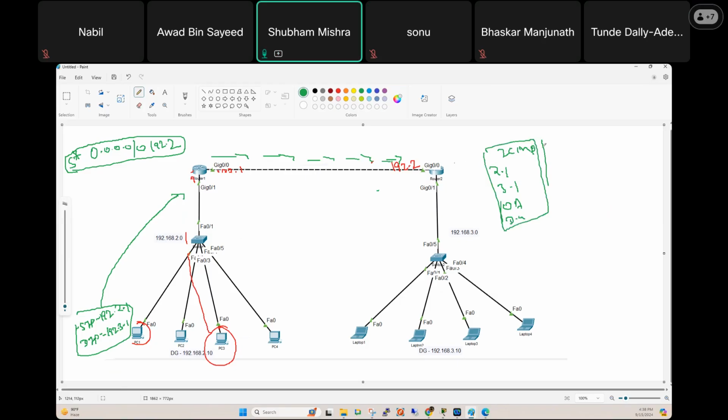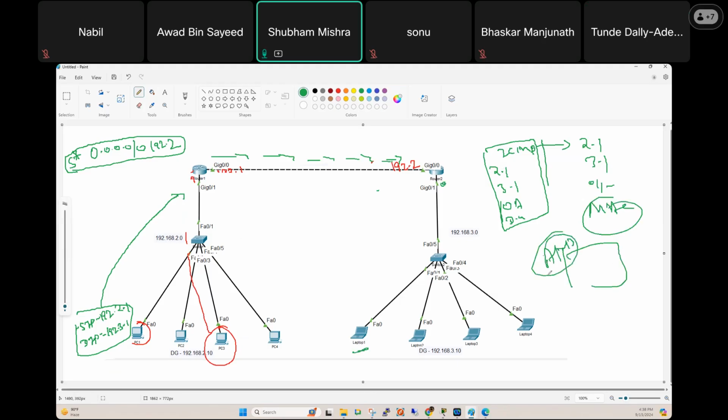The packet will reach here. What will this router do? This router changes the MAC addresses. The source IP will be the same, 2.1, and the destination will be the same. But what will the source MAC address be? The source MAC address will be this interface's MAC address, gig 0/1. And the destination will be laptop 1's MAC address, guys. Yes or no? And for this, which table does the router check?